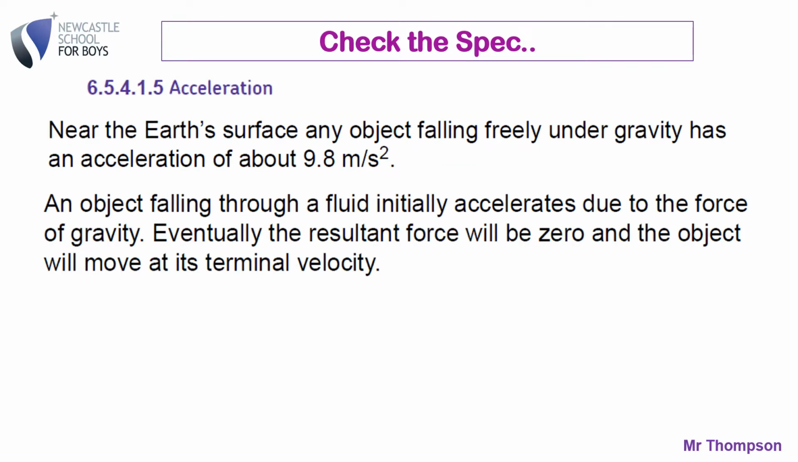The two bits I want you to know is that near the Earth's surface, an object falling freely under gravity has an acceleration of about 9.8 meters per second squared, and an object falling through a fluid, meaning liquid or gas, initially accelerates due to the force of gravity. Eventually, the resultant force will become zero. An object will move at a terminal velocity. We'll look at the terminal velocity of a skydiver.